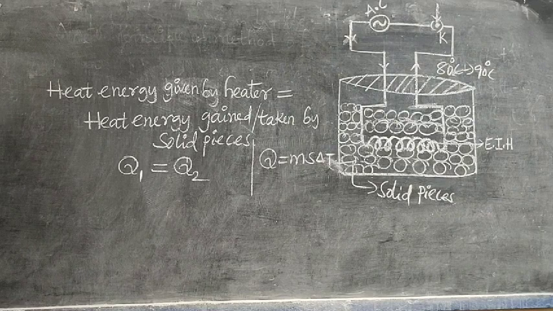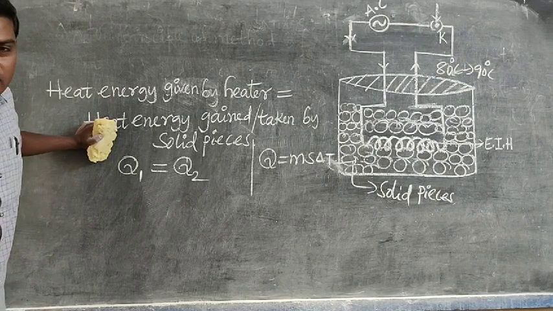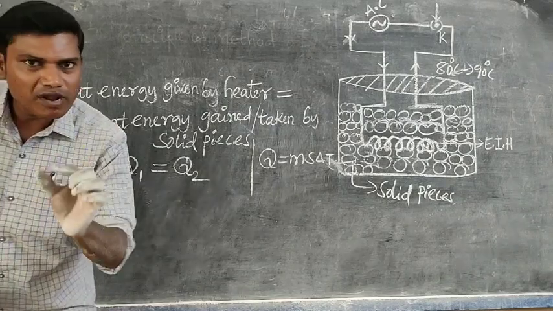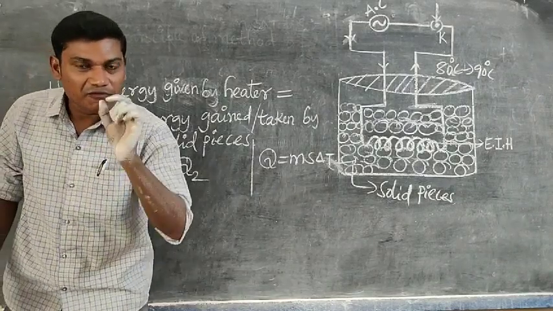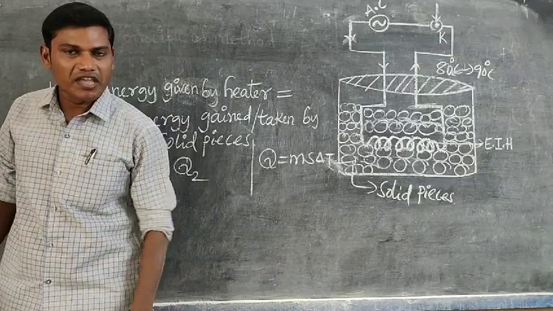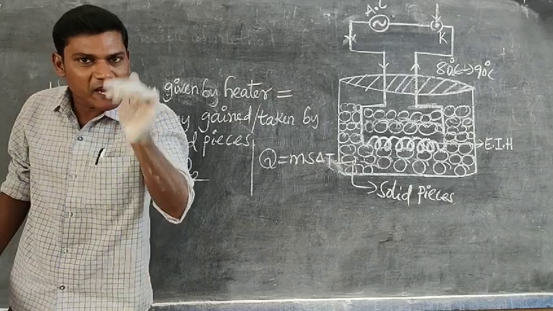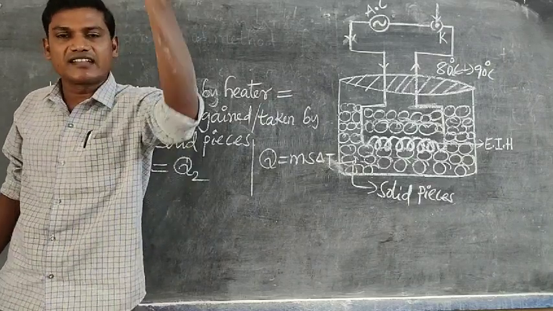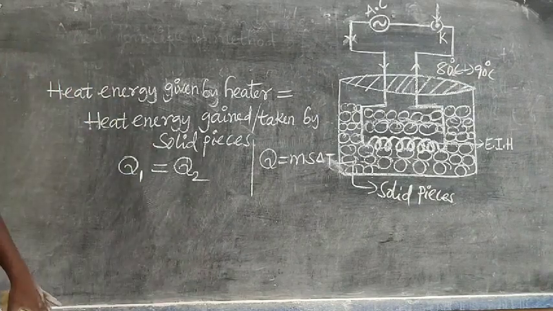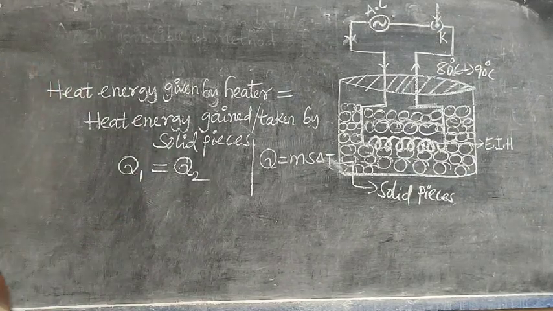Already in the past video, under the specific heat concept, I told about Joule's law for heat capacity. In the concept of Joule's law for heat capacity, it says that when work is done against friction, heat energy is generated. That's why the amount of heat energy generated is always directly proportional to the work done against the friction. So the work done is always equal to the heat energy produced.